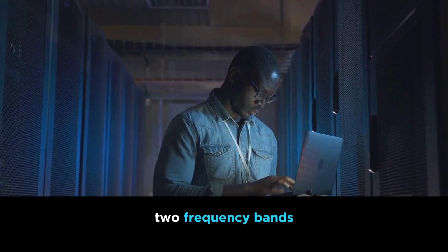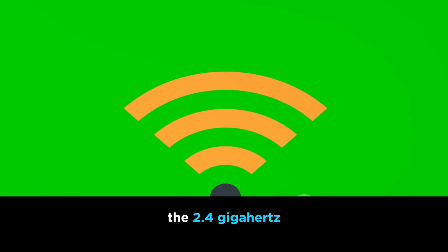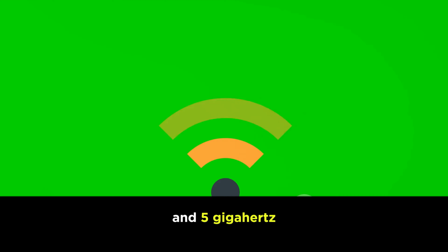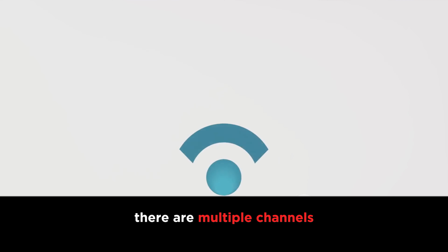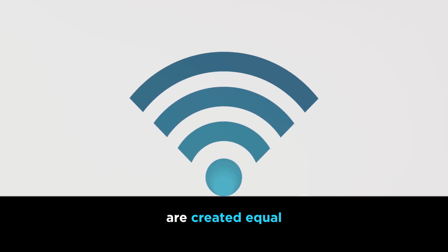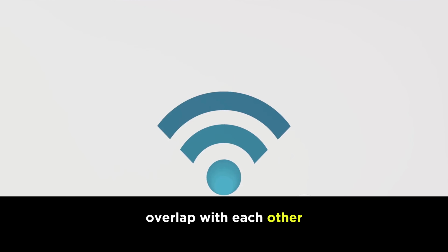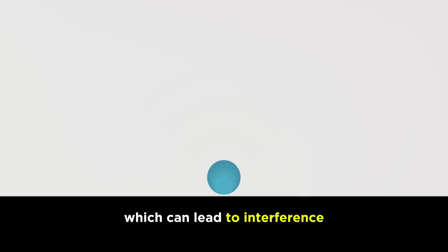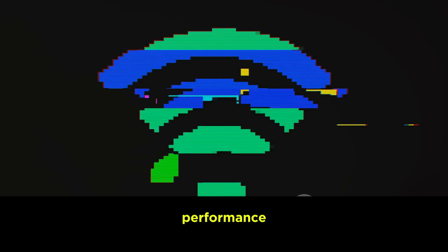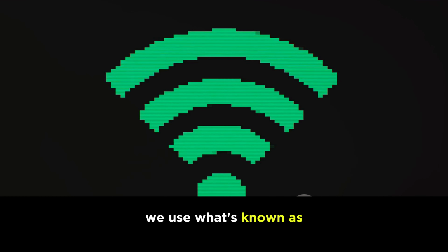Wi-Fi operates in two frequency bands, the 2.4 GHz and 5 GHz. In each band, there are multiple channels available for use. However, not all channels are created equal. Some of them overlap with each other, which can lead to interference and degraded network performance. To avoid this, we use what's known as non-overlapping channels.